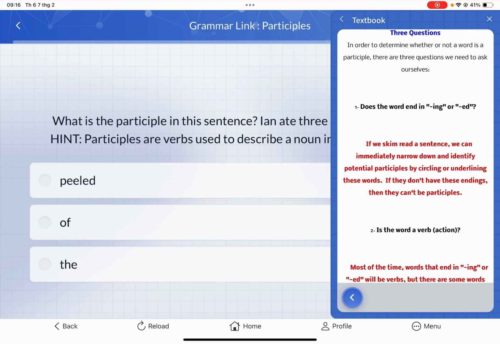So in order to determine whether or not a word is a participle, there are three questions we need to ask ourselves. First, does the word end in ing or ed? If we read sentences, we can immediately narrow it down and identify potential participles by circling or underlining these words. If they don't have these endings, then they can't be participles.